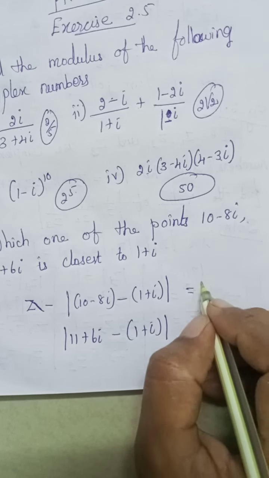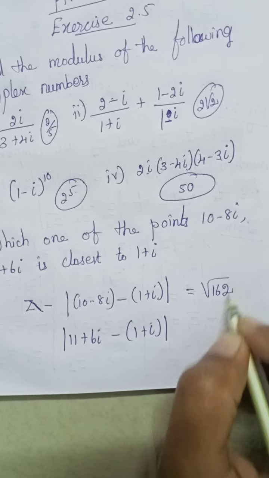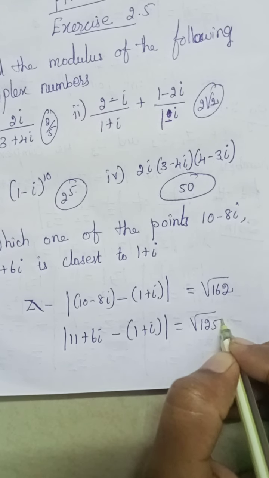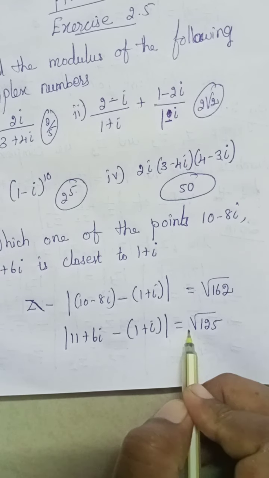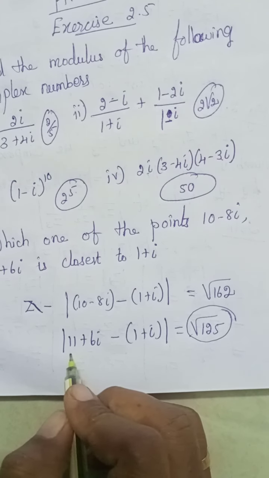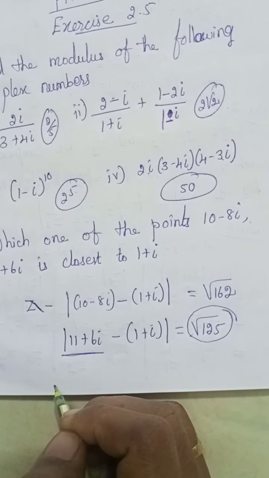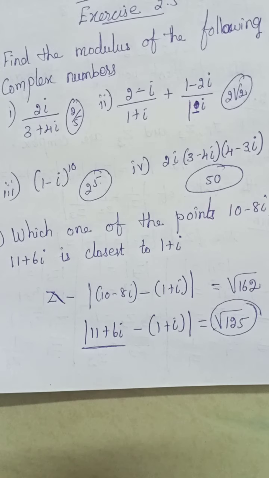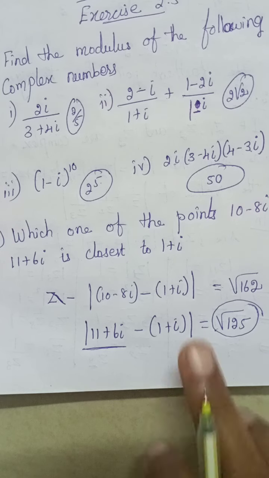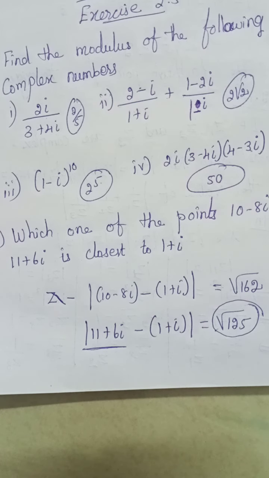Here your answer will be root 162 and here your answer will be root 125. Among these, which is the least value? Root 125 is the least value. So the point 11 plus 6i is the closest point to 1 plus i. So actually we have to find out the distance from that point and write the answer. Is that clear? Complete this homework.